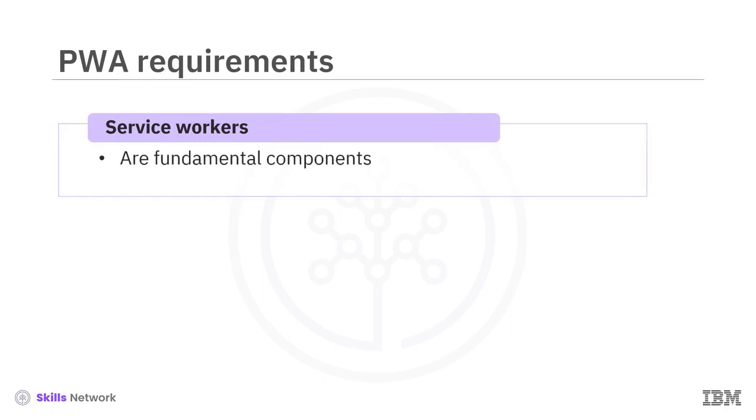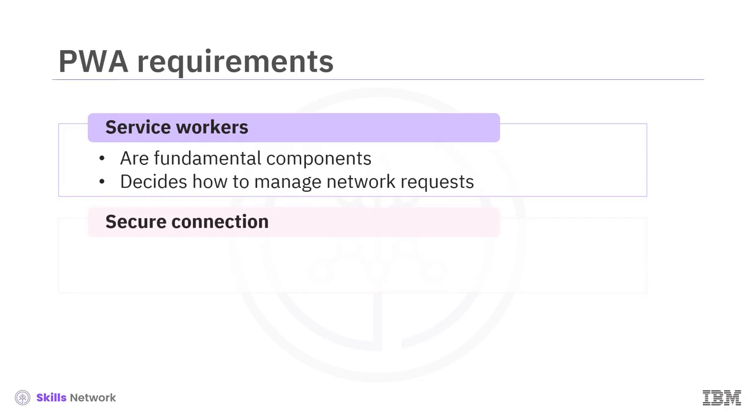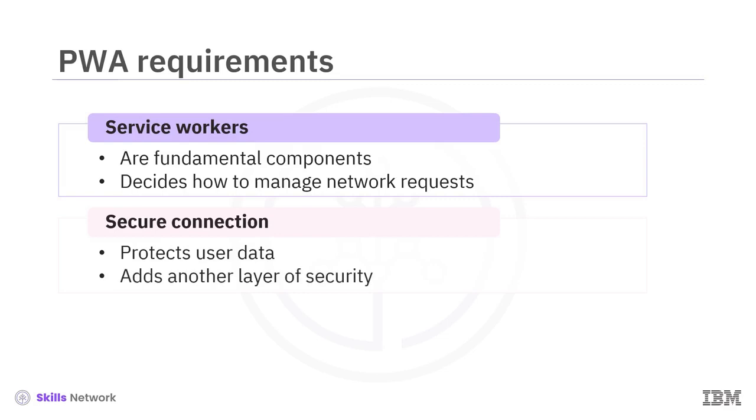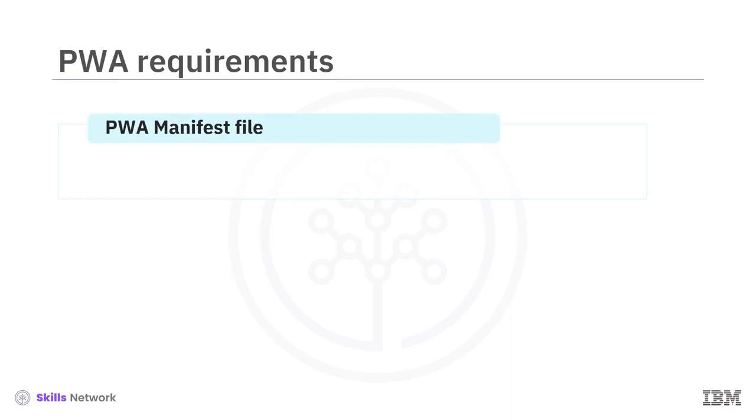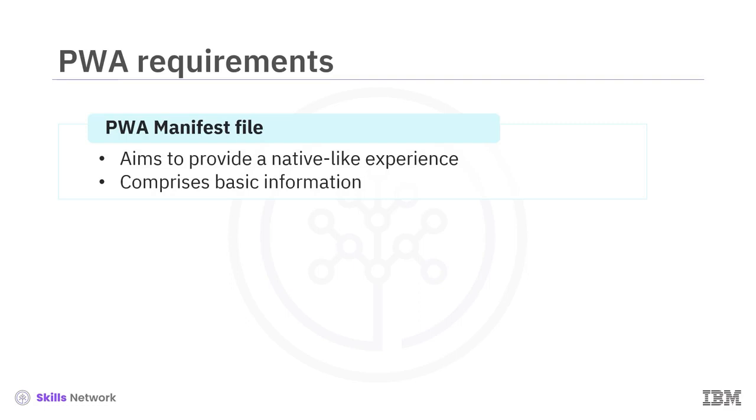Service workers are one of the fundamental components of PWA technology, which help decide how to manage network requests. A service worker is a client-side JavaScript file found in the codebase that works in the background to emulate app-like functionalities. Using a secure server with an HTTPS connection protects user data and adds another layer of security to the website. A basic JSON file provides the browser with information about the appearance and functionality of the PWA. It aims to provide a native app-like experience and comprises basic information like the application name, colors, and icons.